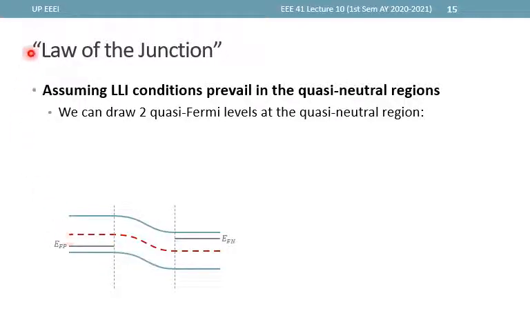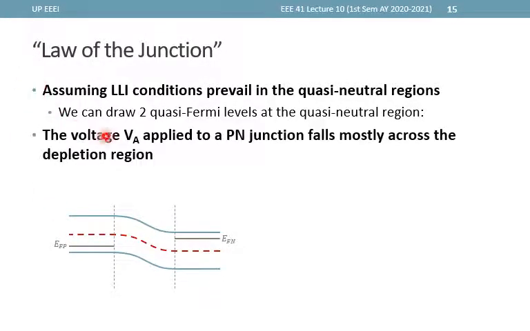Now, the law of the junction assumption states that the voltage VA applied to a PN junction falls mostly across the depletion region. Now, what does that mean? We can visualize that with this diagram where we extend the quasi-Fermi levels across the depletion region, and the difference must be exactly equal to the applied voltage VA with a factor q.